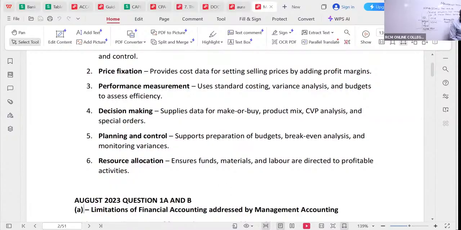How does resource allocation come here? Because the management accountant is the one who will be doing a budget. When you're doing a budget, you are allocating resources. Yes. We go to the next question that came from this topic.